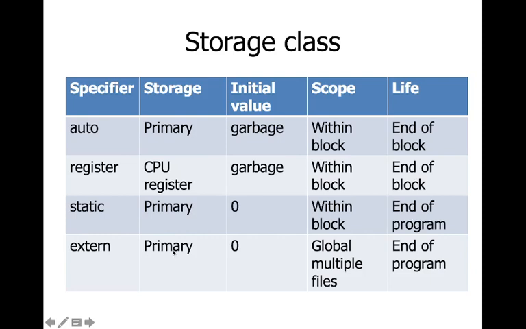Similarly, extern is primary and 0. The scope is global, visible to multiple files. Multiple files will be accessing it, and till the end of all those programs that extern value will be visible.